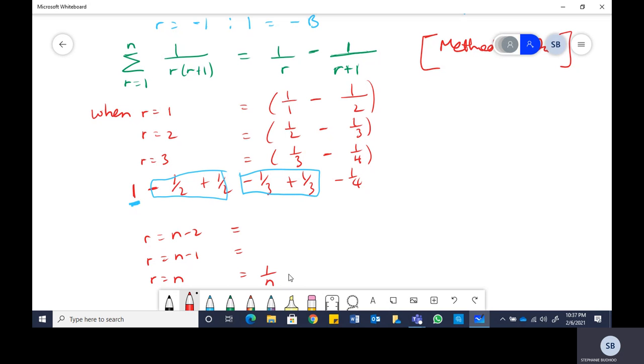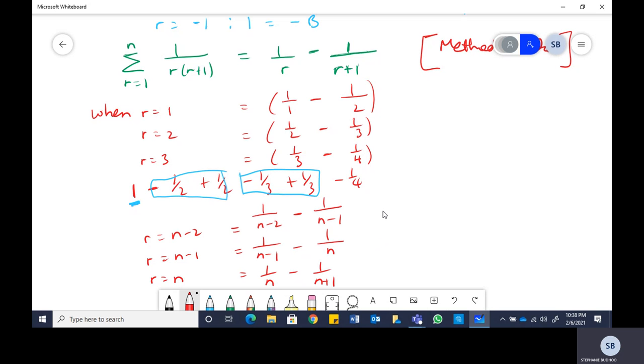When r is n, you'll just simply get 1 over n plus 1. When you have n minus 1, you would get minus 1 over, be careful with this, n minus 1 plus 1. So you're just going to get n here. And this one, I should have written this a bit higher, but you're going to get 1 over n minus 2 there, right? Minus 1 over n minus 2 plus 1 is simply n minus 1.